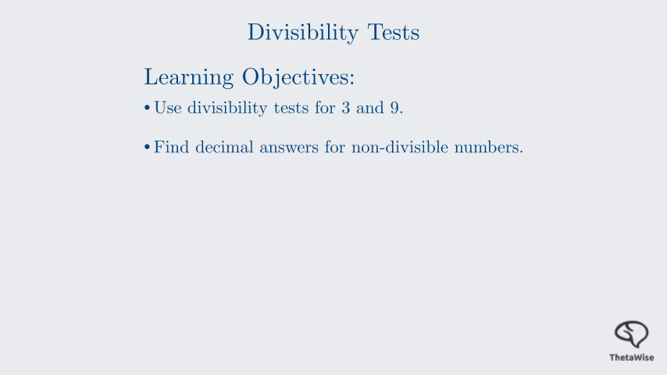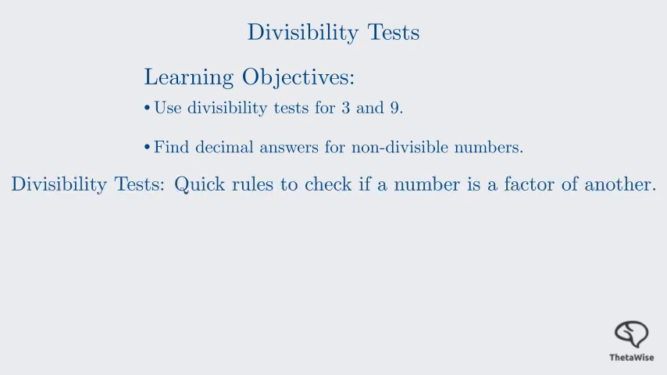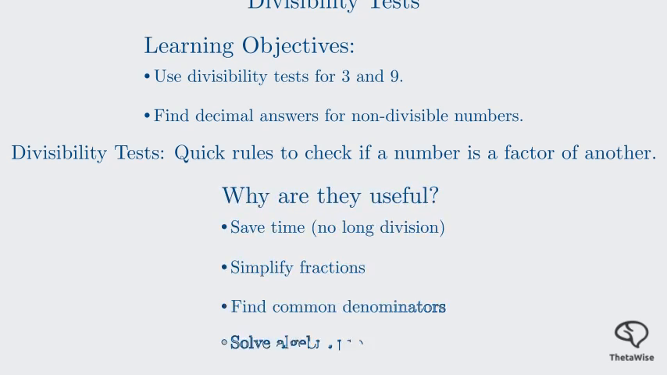So, what are divisibility tests? They are simple, quick rules that help us determine if one number can be divided by another without leaving a remainder. In other words, they tell us if a number is a factor of another number. Why are they useful? Well, they can save you a lot of time. Instead of doing long division, you can apply a quick test. This is especially helpful for simplifying fractions, finding common denominators, and solving problems in algebra. Think of them as mental math shortcuts that make your life easier.